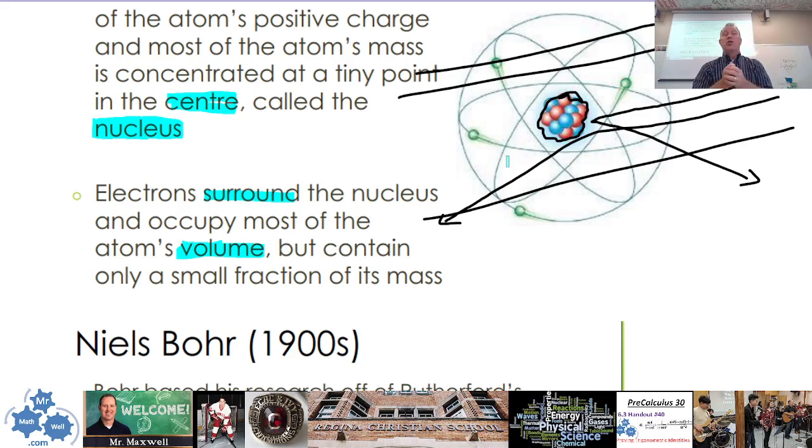So the nucleus is super small, but super massive. It's very, very dense, and so it's very heavy, and the electrons are very, very light. It's almost like they have no mass at all. But they fly around so fast that they fill up the rest of the volume of the atom. All right, so moving on.